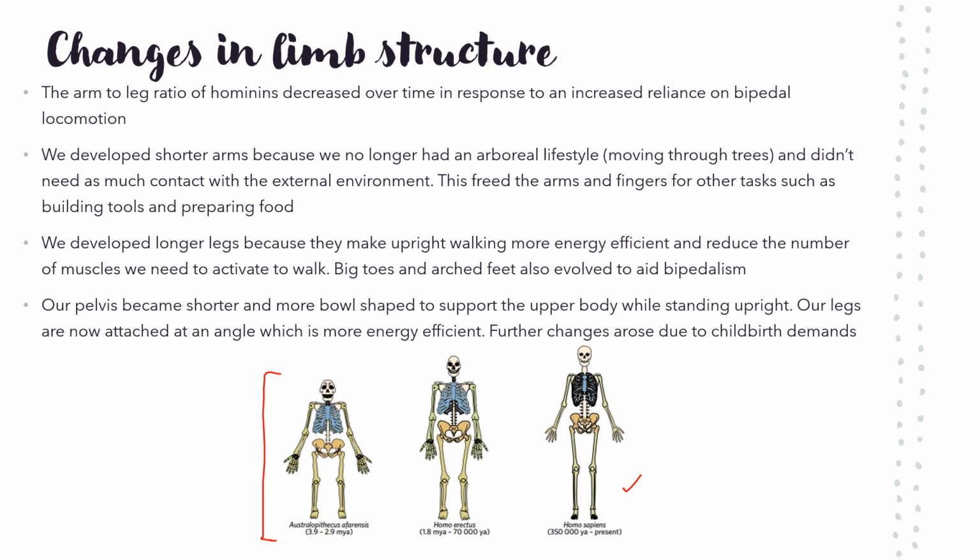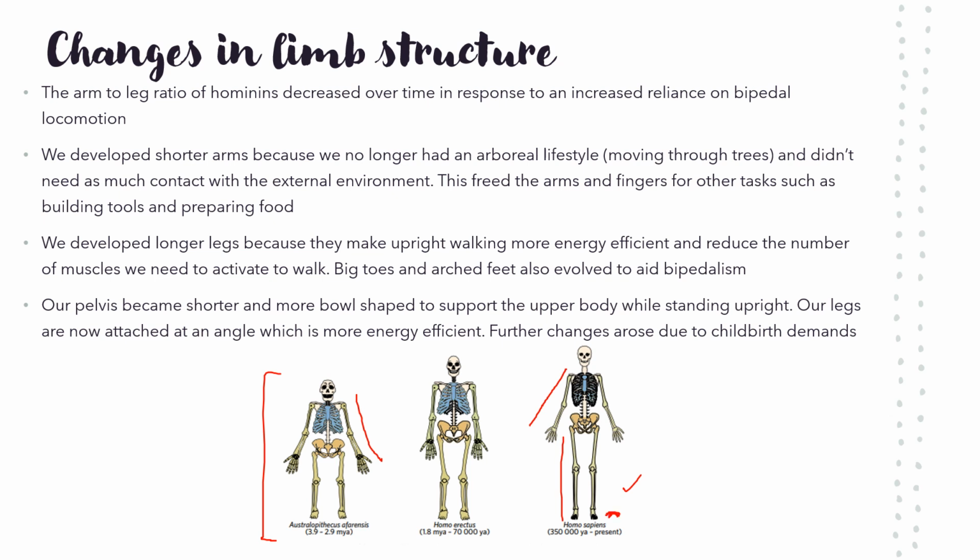What's happened to support this bipedalism is we have developed shorter arms because we no longer need them to move through the trees. We've also freed our arms and fingers for other tasks like building tools and preparing foods. You can see that our arms are a lot shorter than the rest of the animals in our family. We also developed longer legs because walking upright takes a lot more energy, and therefore we wanted to be more energy efficient. Having longer legs reduces the number of muscles we need to walk. We also have more arched feet and big toes for bipedalism as well.